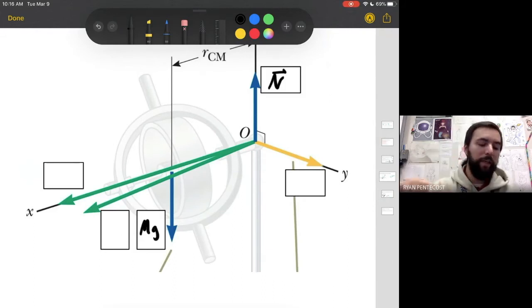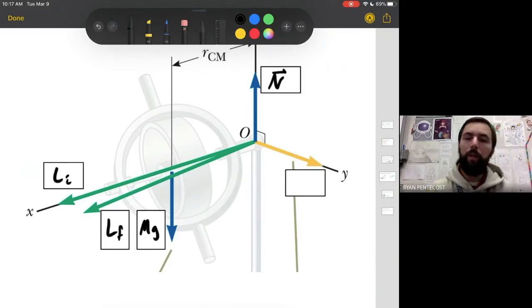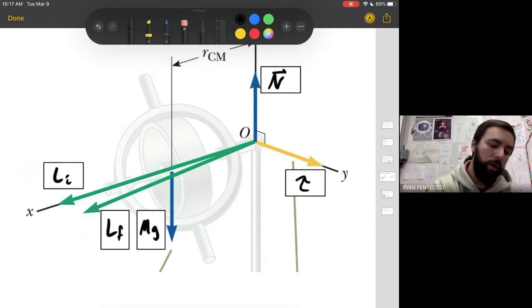What that is, is the right-hand rule looking at the angular velocity. Okay, if that gyroscope is rotating in this direction, the angular momentum would be along that green arrow. So this is our L initial, and this would be our L final. We can see that the angular momentum is moving in this gyroscope, and that is due to torque. Your torque is over here. And I will put my vector arrows over those there.